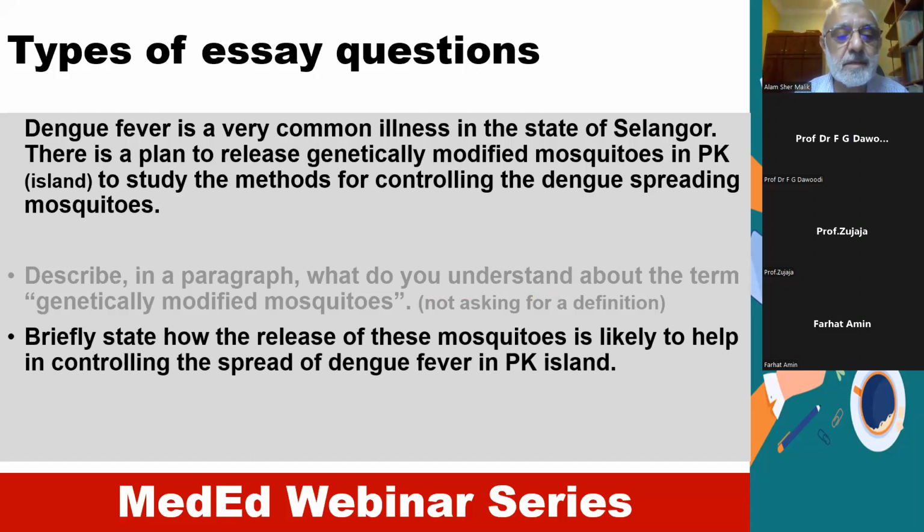Second, briefly state how the release of these mosquitoes is likely to help in controlling the spread of dengue fever in Pulau Kitong or PK Island. Now, again, this question is restricted to a certain area. If we do not mention this, then it can be a very general question: briefly state how the release of genetically modified mosquitoes is likely to help in controlling the spread of dengue fever. So the location has restricted the response.